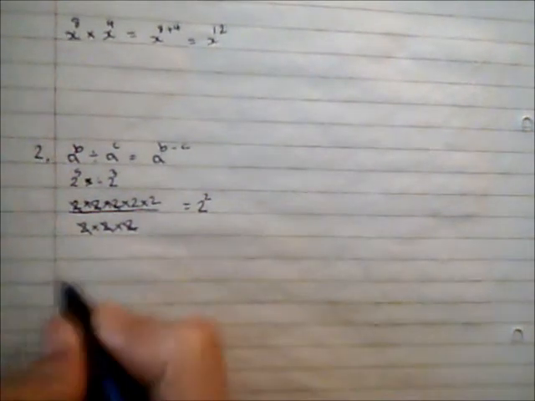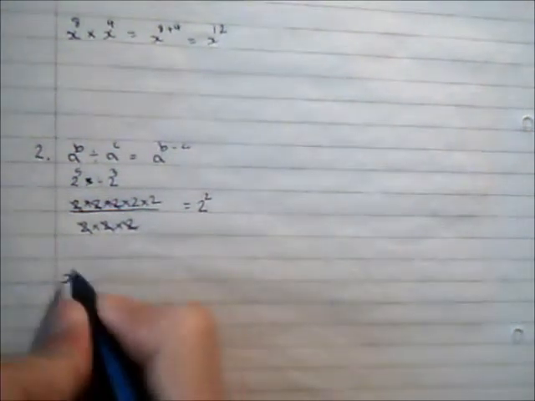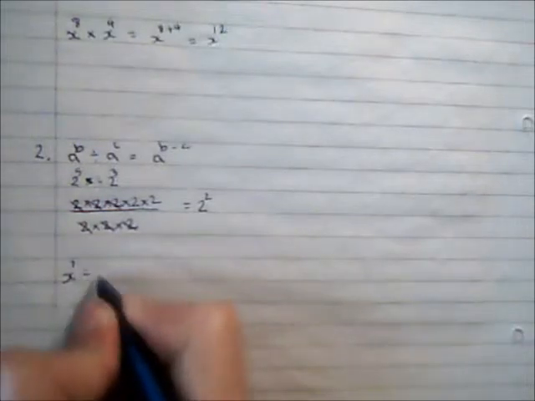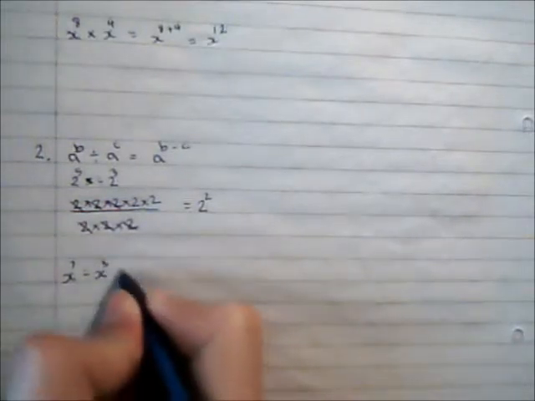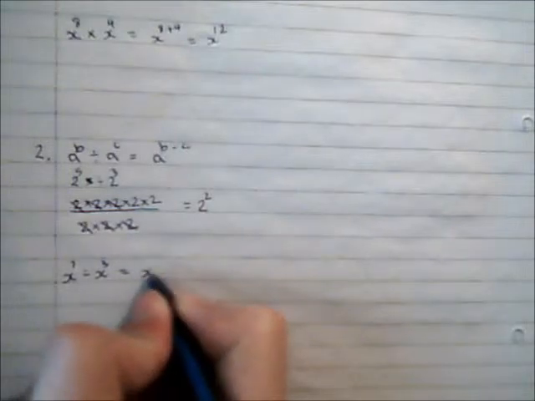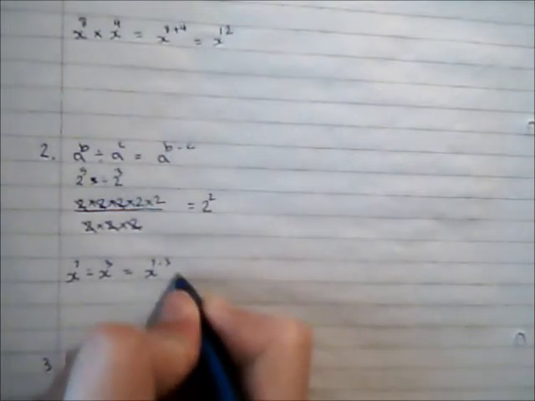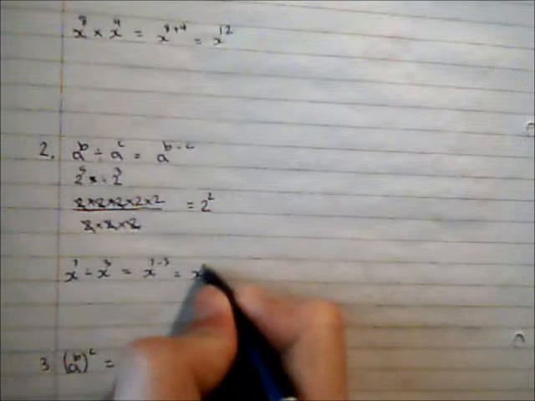And again we can do this algebraically, so let's say x to the power of 7 divided by x to the power of 3 would simply be x to the power of 7 subtract 3, which is x to the power of 4.